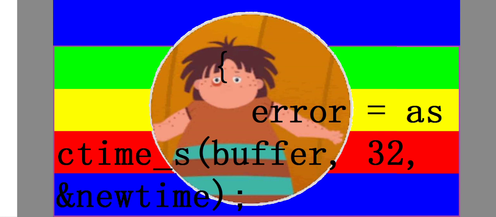This function is also supported by Visual Studio 2020, not supported by Visual C. Visual C supports asctime(buffer, 32, &newtime); In the future lessons, to display time seemed somewhat difficult.